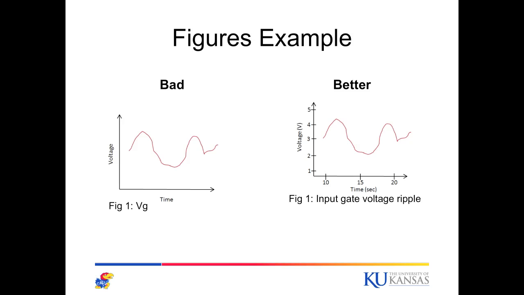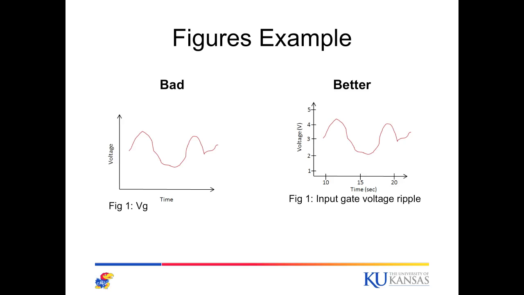And we can see figure 1 has a caption of VG. Who knows what VG actually stands for? We don't have the rest of the report. So that's one problem. And then the other problem with the figure on the left is that it's really got no scale on it.